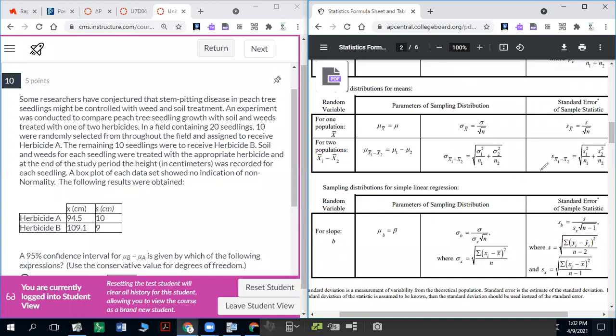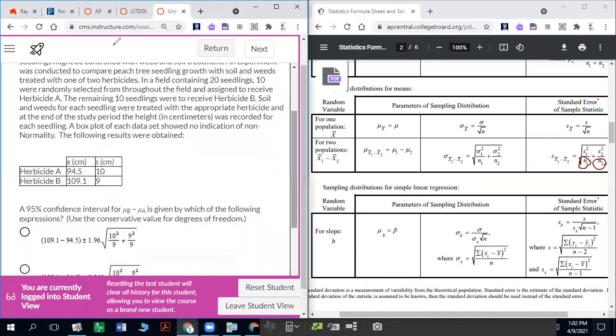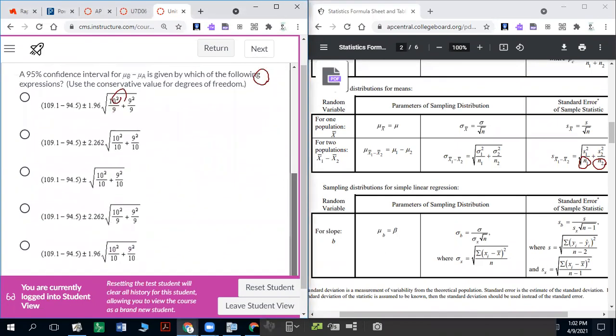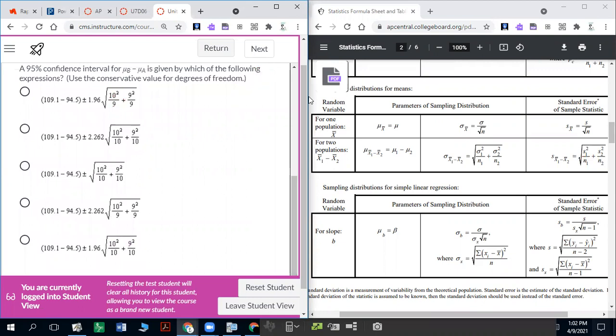You'll notice that standard error, which is what we want to look for here, is going to be n, not n minus 1. So right off the bat, we're splitting this 20 up into 2 samples of 10, right? So your n's are going to be 10. We can go through and eliminate the ones with 9s, because we don't want that. We want the ones with the 10s. So let's get rid of the 9s.